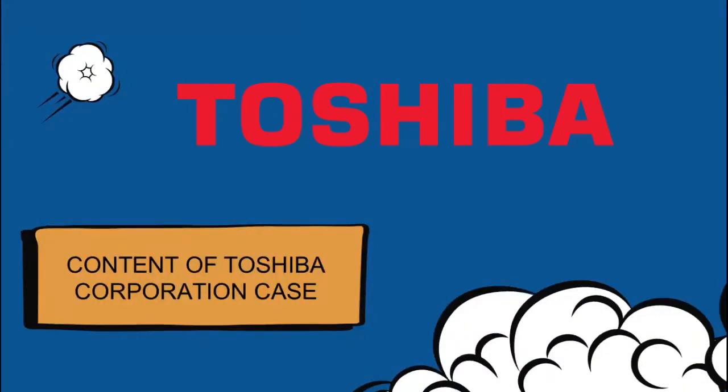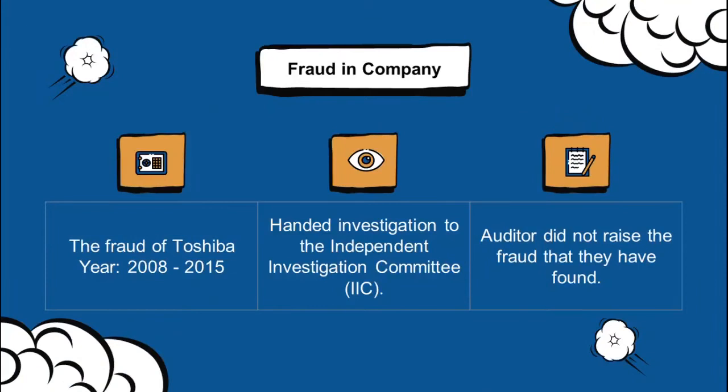Now I will talk about the content of the Toshiba Corporation case. The fraud at Toshiba started in 2008 during the global financial crisis. The fraud continued until it was exposed in 2015, when the Securities and Exchange Surveillance Commission, under the Financial Services Agency watchdog, launched a probe into Toshiba in relation to its projects.